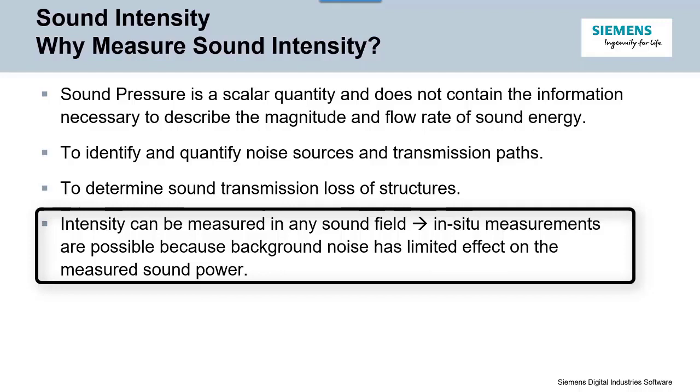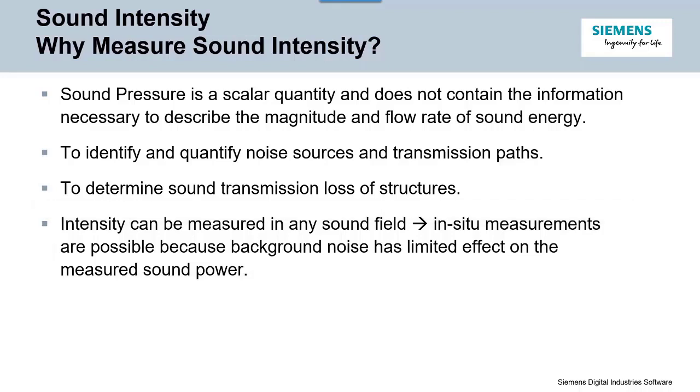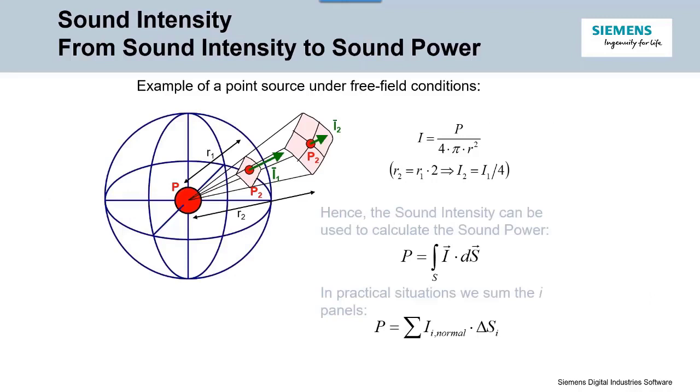We will take a look at an example of that shortly. Intensity being a vector quantity really does help us to remove the effect of the background noise. So let's now take a look at how to go from intensity to the sound power.